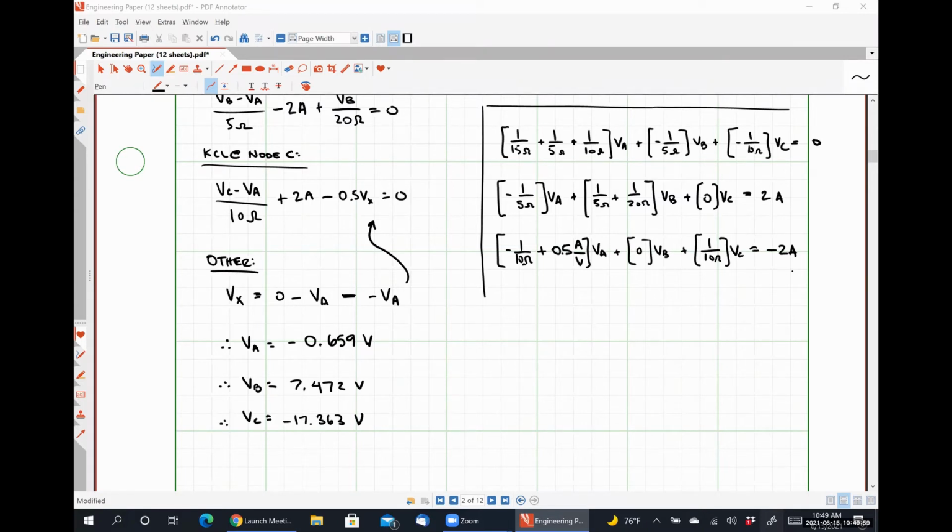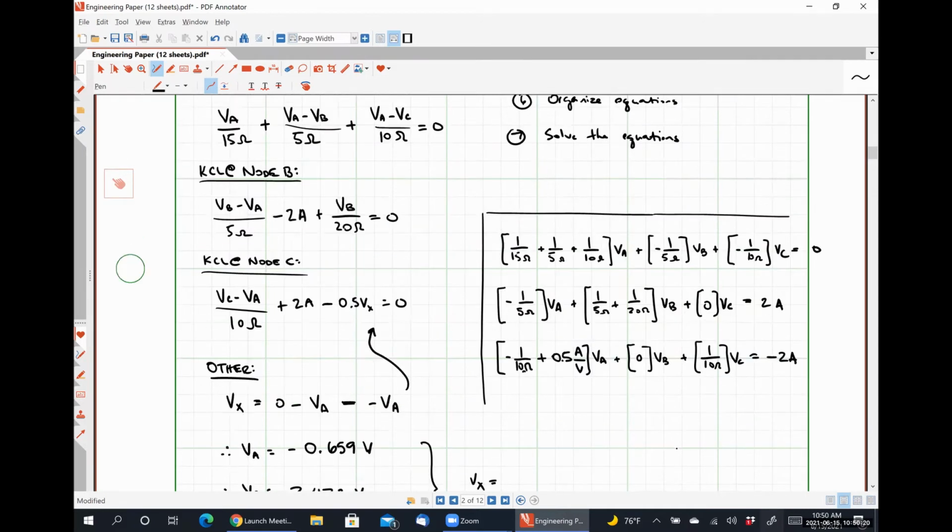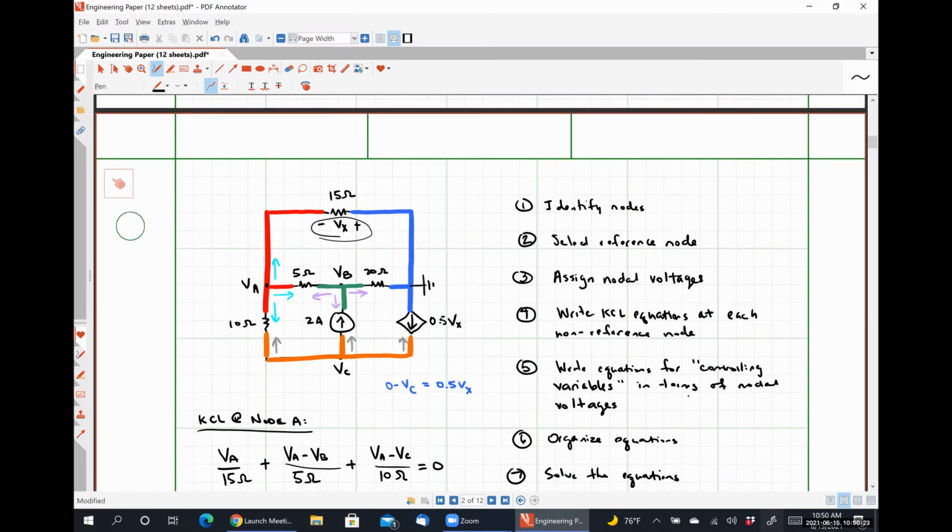So our last step here: how would we determine what our voltage Vx is now that we know what these three nodal voltages are? Let's look back here and figure stuff out. So how does Vx relate to our nodal voltages? We already have an equation for this. We talked about it 3 minutes ago, right?